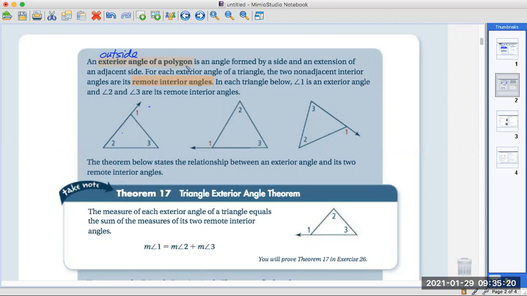An exterior angle of a polygon. Polygon, by the way, the triangle is the simplest form of a polygon. A polygon is a many-sided closed figure. So you could have 4 sides. That's a rectangle, or no, it's called a quadrilateral.